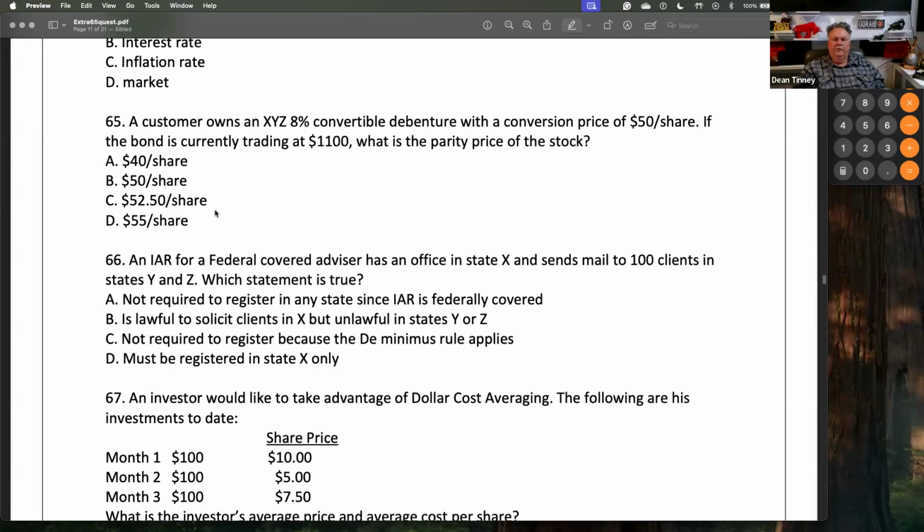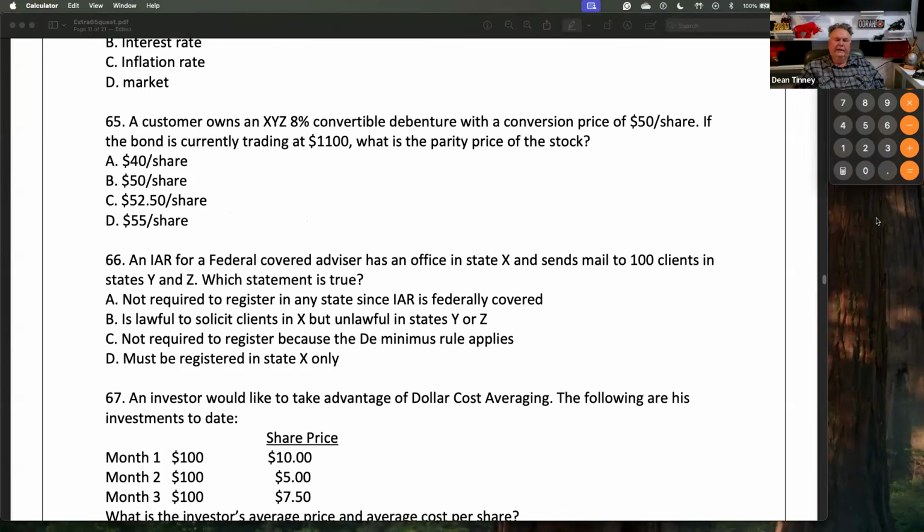Customer owns an 8% convertible bond with a conversion price of 40. The bond's currently trading at 1100. What is the parity price of the stock? Again, this is another one like that sell stop order. Is it testable? The answer is yes. Here we are at question 65. I'm not quite sure how much time you'd want to spend on convertibles as it relates to passing your 65, but hey.